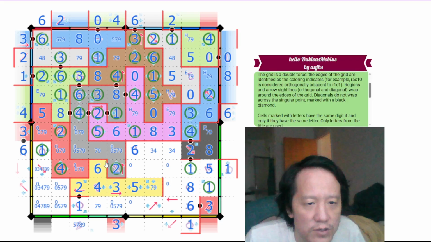This sees 2 going this way, but we don't know about this direction. This sees 4 going that way, so that's done. This sees 3 going that way, 3 going that way. We don't know about this. We don't know about this. This sees 3, okay.